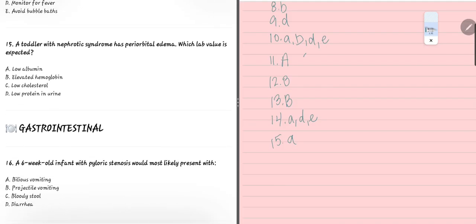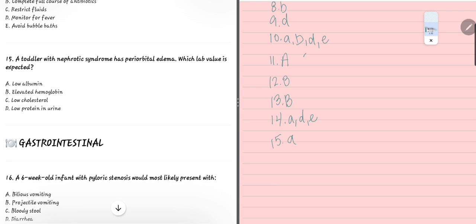A 6-week-old infant with pyloric stenosis would most likely present with A. Bilious vomiting, B. projectile vomiting, C. bloody stool, or D. diarrhea. And I'm going to go with B.